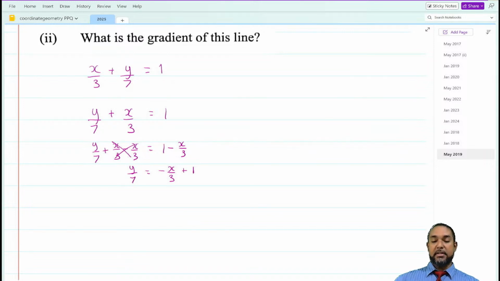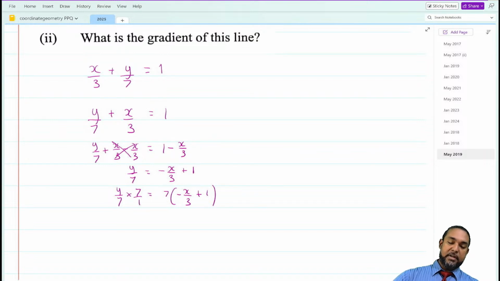How is the denominator attached to the numerator? What operation? Division. And how do we remove something attached by division? By multiplication. So let's show the long working. So y over 7 multiplied by 7 is equal, so we have to multiply this whole thing by 7. So 7 multiplied by minus x over 3 plus 1. So of course, on the left-hand side, the 7s will cancel, leaving us with just y.